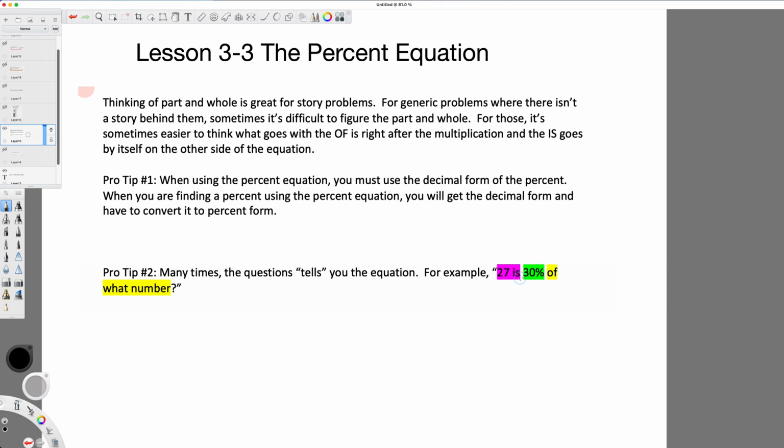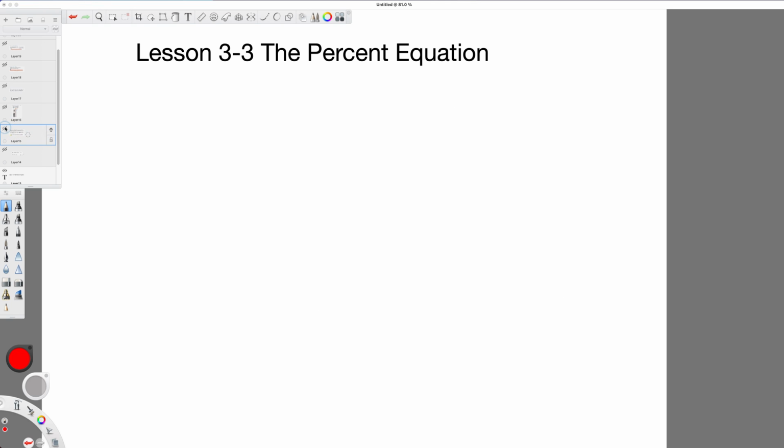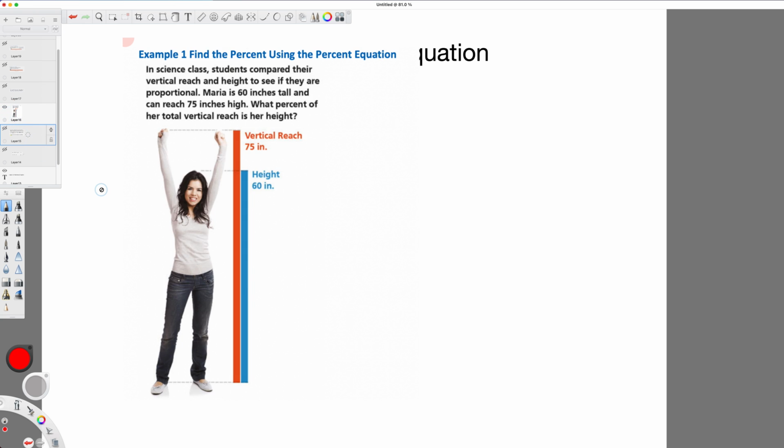As far as using this one, the key thing is you will have to get the decimal form of the percents. You cannot use the percents directly. You have to use the decimal form of them. So when you're finding a percent, you'll get the decimal form and you'll have to convert it to the percent. If you're using a percent, you have to put it in as a decimal when we go to do these. Without any more delay, let's move on to an actual example here.